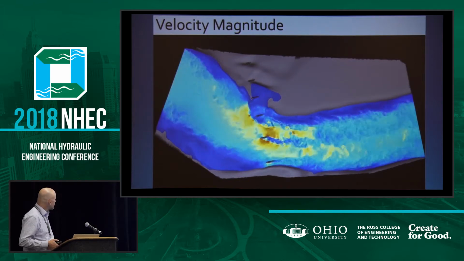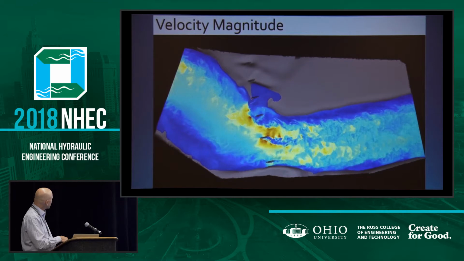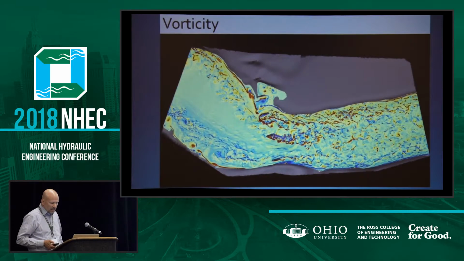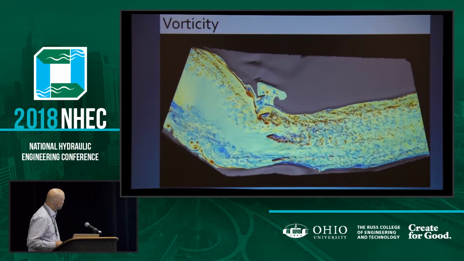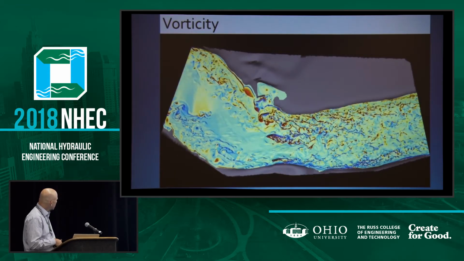So this is the flow through this region using that upstream inlet condition with the bend in it. So you can see it's pretty well resolved. And here's what came out of the vorticity looking at this.